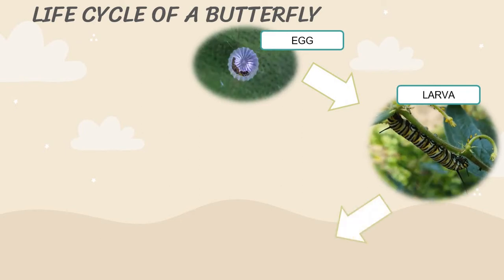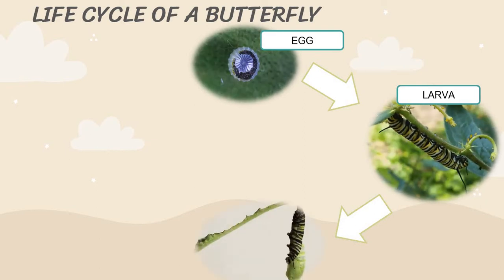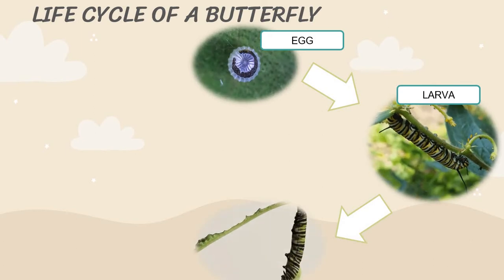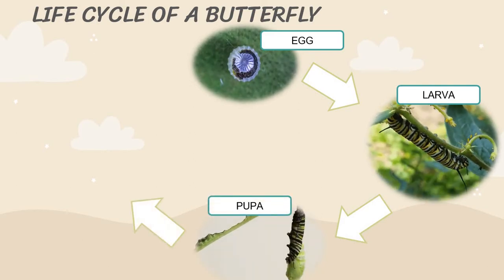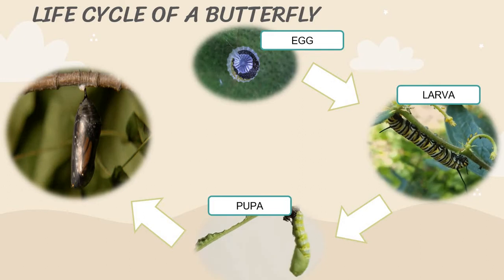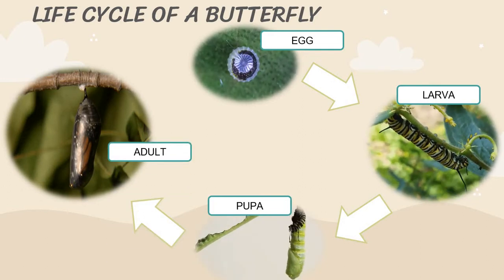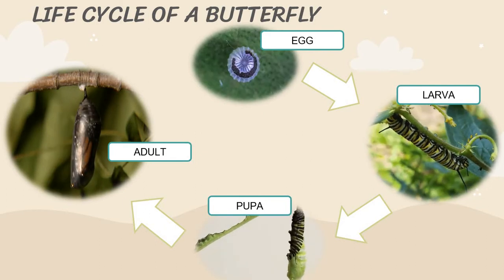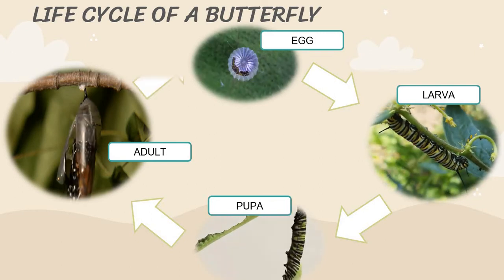The third stage is when the larva becomes a pupa. A pupa makes a hard covering for itself, and inside this covering, the pupa undergoes changes. The last stage is when the hard case around the pupa splits open. A butterfly comes out. An adult butterfly is the 4th stage in the butterfly's life cycle.